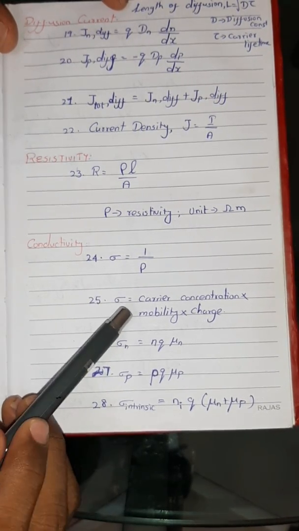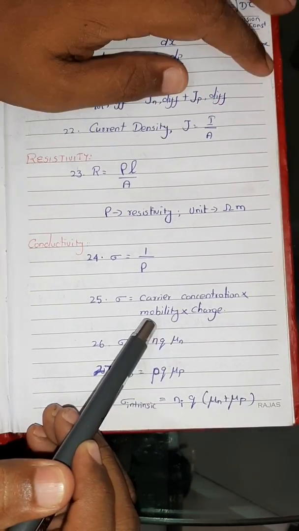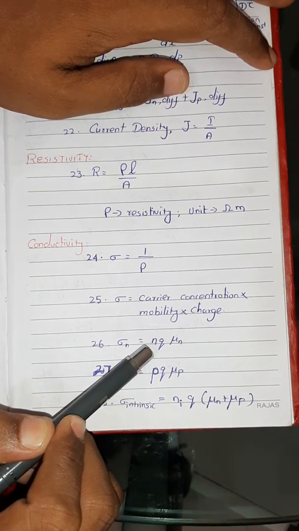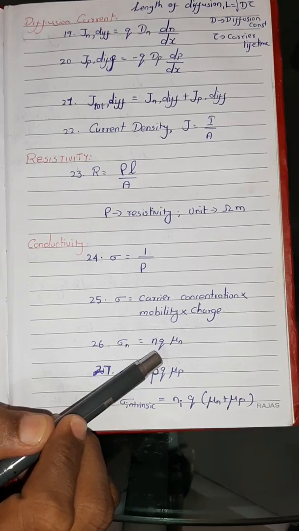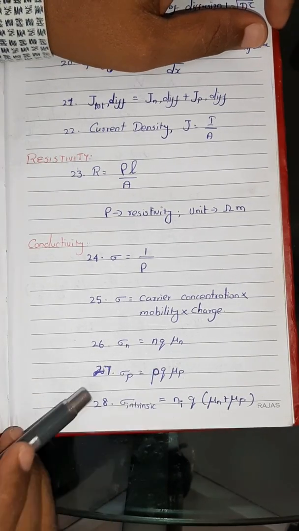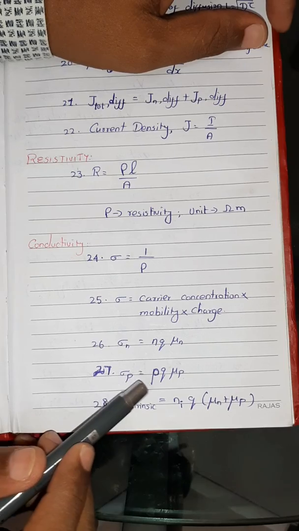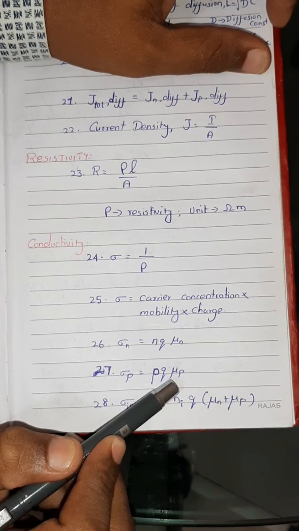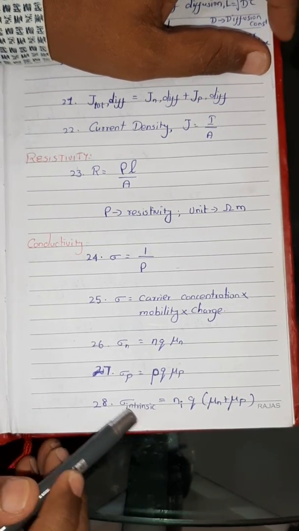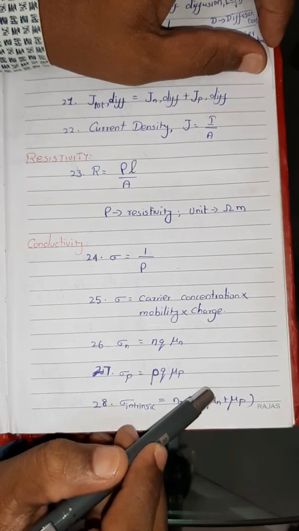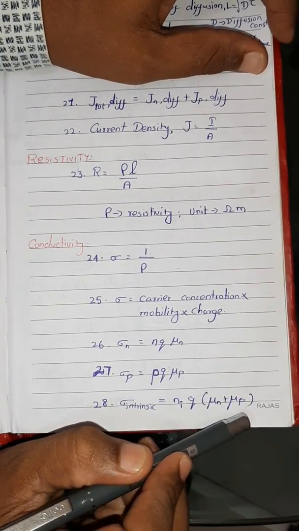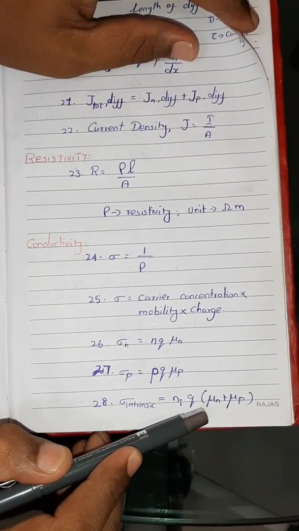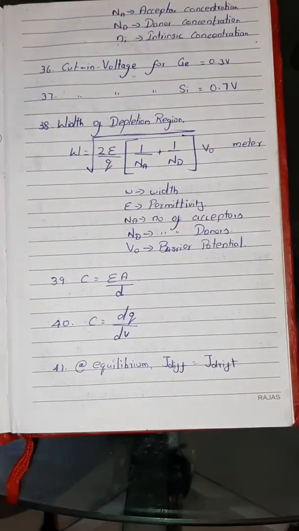Number 25, sigma is equal to conductivity equal to carrier concentration into mobility into charge. Okay, conductivity due to electrons is equal to electron concentration n into charge of an electron q into mobility of an electron mu n. Similarly, conductivity due to hole is equal to the concentration of holes into charge of a hole into the mobility of a hole. Number 28, the conductivity due to intrinsic is ni into q into the sum of the mobility of electron and hole, where ni is the intrinsic concentration, q is the charge of an electron or a hole, mu n is the mobility of electron, mu p is the mobility of hole.